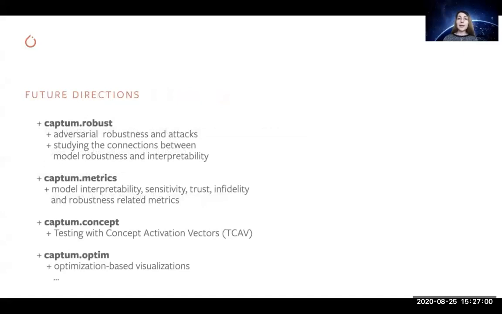We are currently expanding Captum beyond feature attribution by adding the captum.robust package that allows us to construct adversarial attacks against those models and study the connection between model robustness and interpretability. We also add a captum.metrics package that contains sensitivity and infidelity metrics that also allows us to measure the robustness of our attribution algorithms. Captum.concept allows us to explain our models globally using different concepts. And captum.optim will start from optimization-based visualizations.